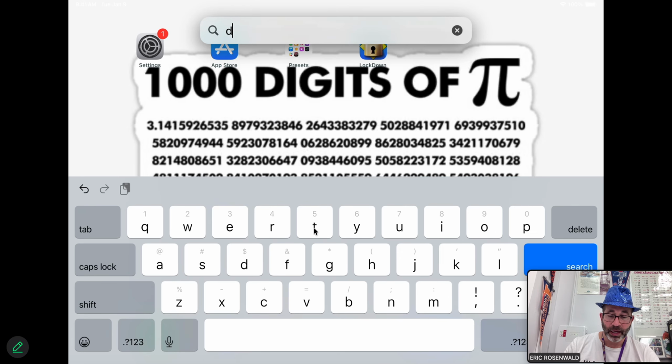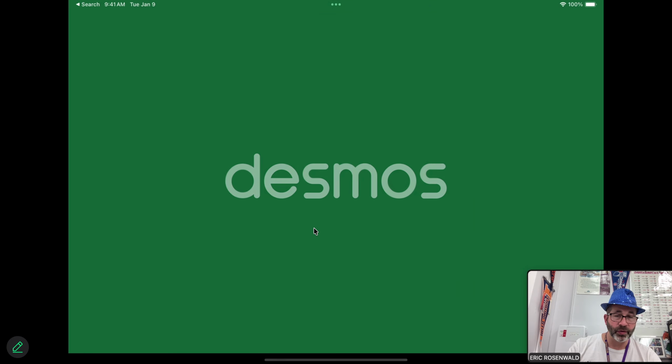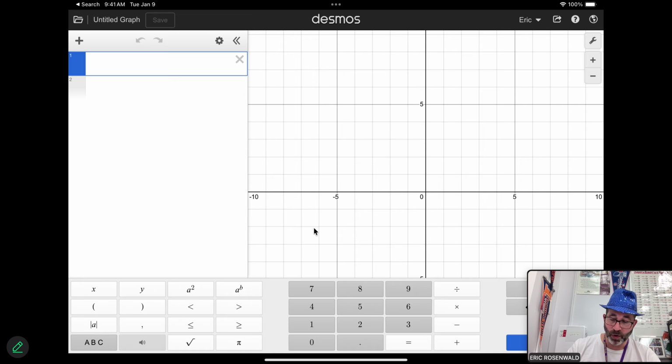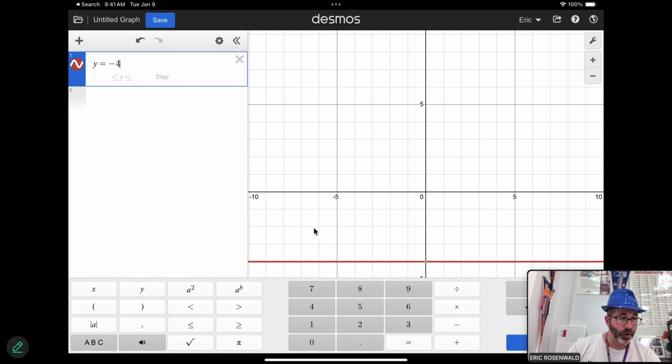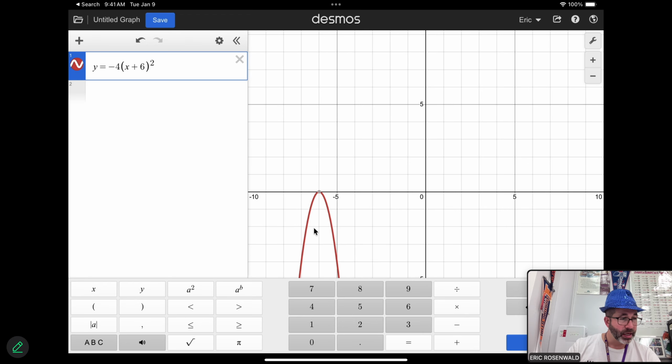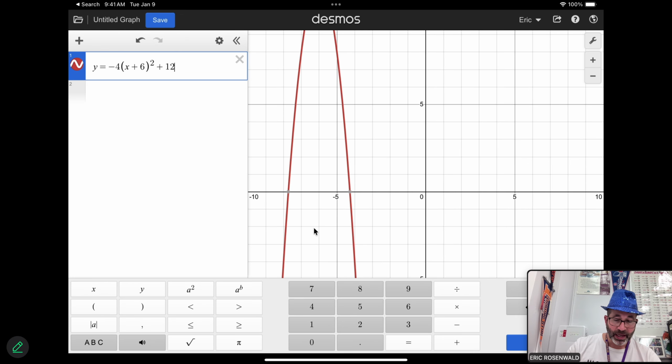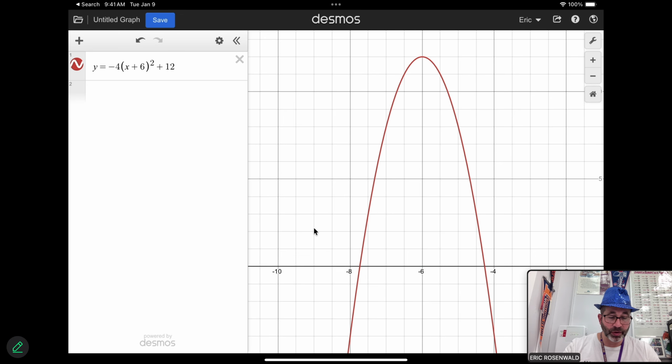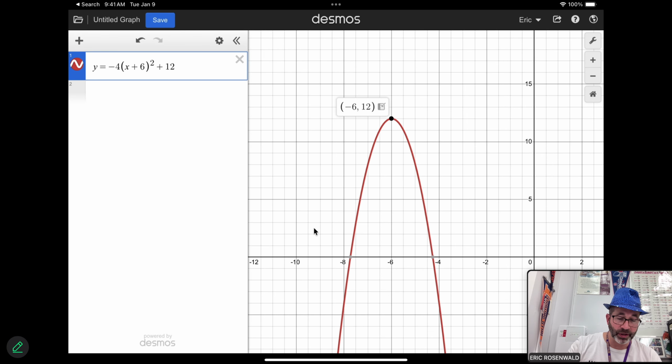So let's see what this equation looks like if I graph it on Desmos. On Desmos, you can see we have y equals negative 4 times (x plus 6) squared, plus 12. We can look at this picture and pull all the information directly from it. The maximum is at negative 6, 12. You can see that it's at the top of the curve, and because it's at the top, we call this a max. If it was at the bottom, it would be a minimum.